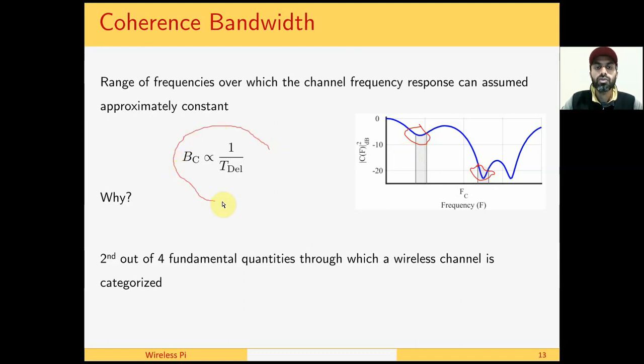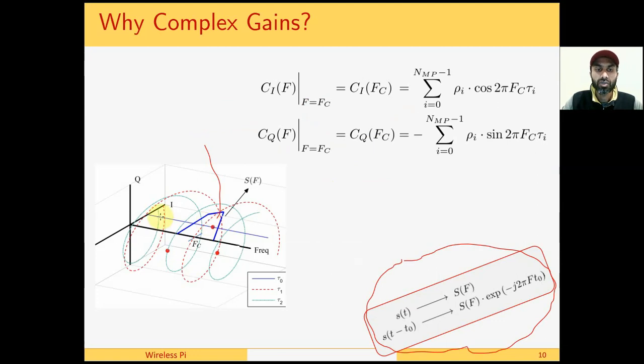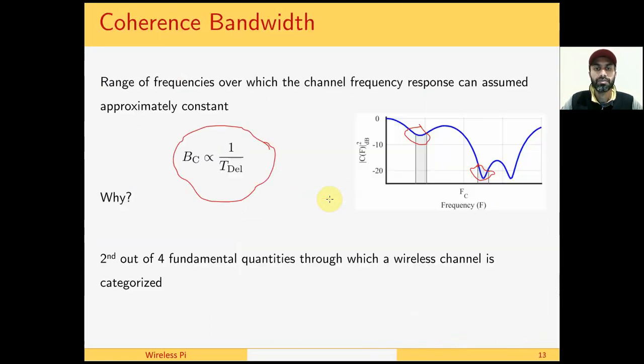Why is it proportional to the inverse of the delay spread? We know that the delay spread is given by the delay between the last significant path and the direct path. This is because the rotation rate of these complex sinusoids depends on these delays. So if these delays are large, then these rotation frequencies are large and the coherence bandwidth will be small. On the other hand, if these are very small values, then these complex sinusoids will be rotating with a very small frequency, and the bandwidth over which the channel response can be assumed constant will be large.